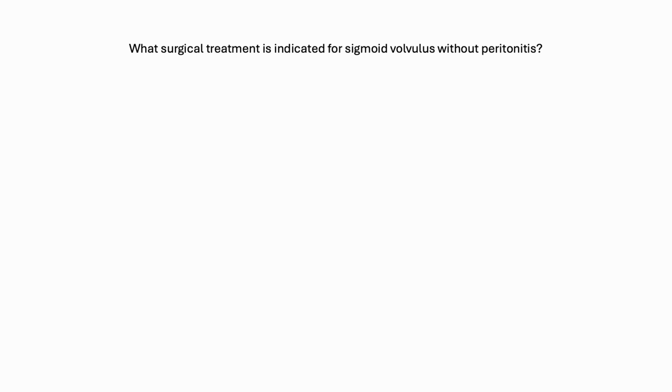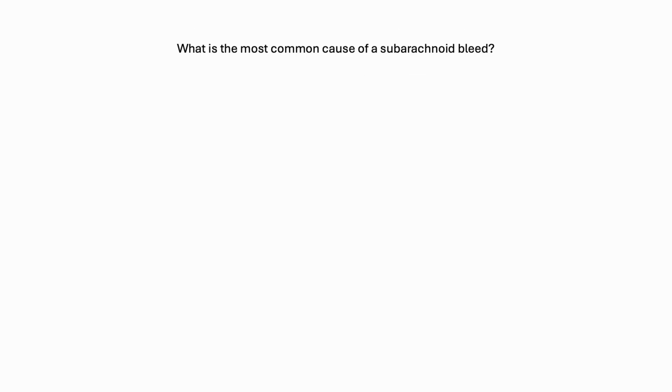What surgical treatment is indicated for sigmoid volvulus without peritonitis? We're going to do an endoscopic detorsion with a rectal tube. Just don't get confused that we know NG tubes can help decompress, but essentially, if it's just the sigmoid volvulus, that's just the colon, so we're going to need to go the other direction, going with a rectal tube instead.